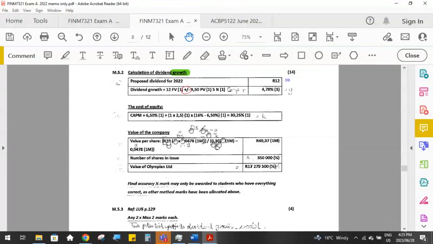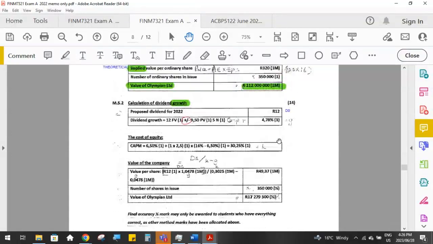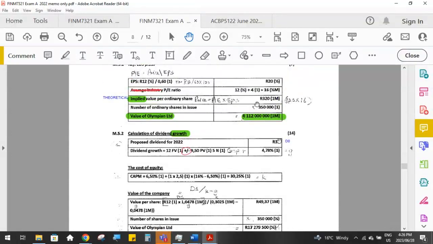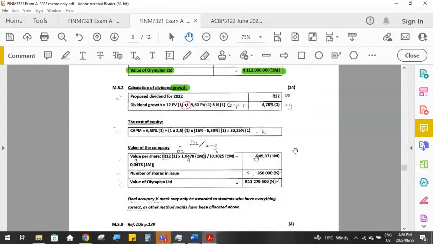So 0.3025 minus 0.0478 gives us a value for 1 share of 49.37 rand. And then again, just like we did above here, we then multiply the value of 1 share by the 350,000 shares in issue, and that gives us then the value for the company in this case of 17,279,500.